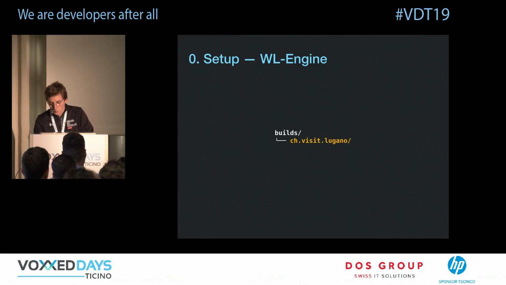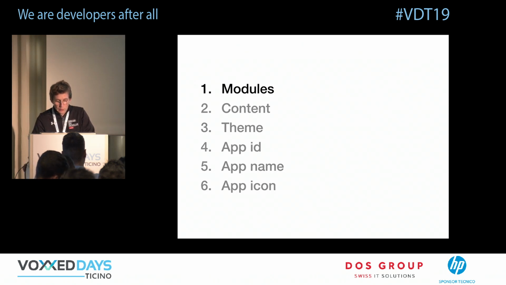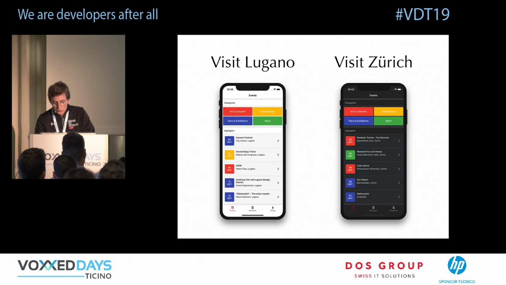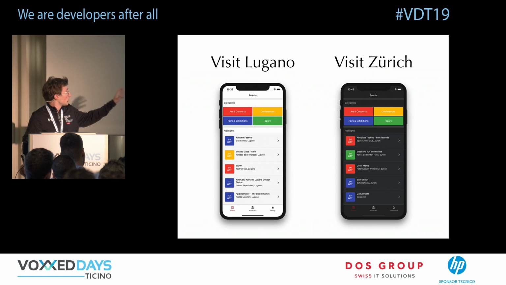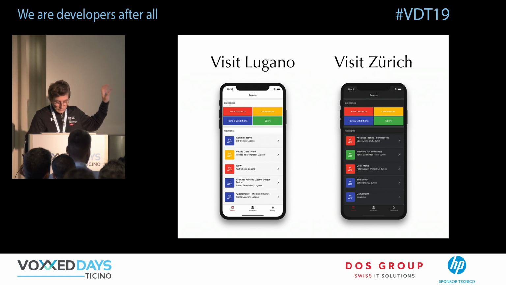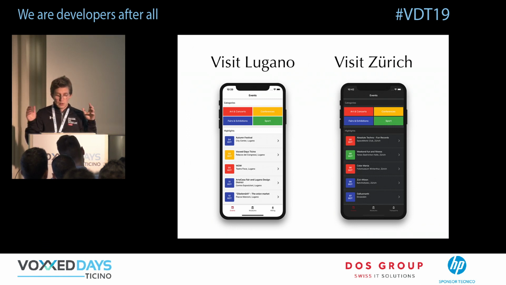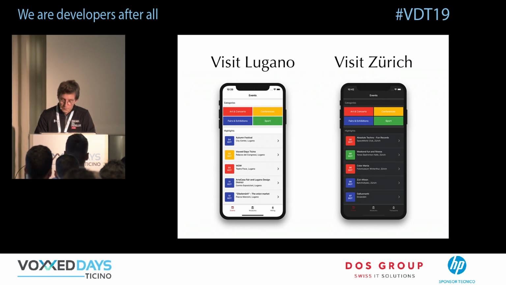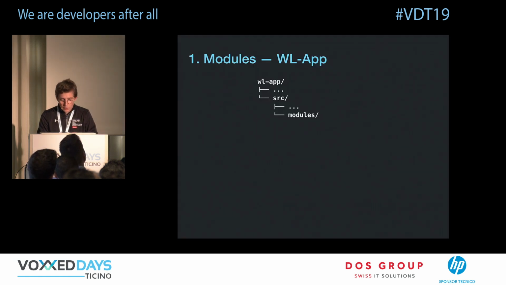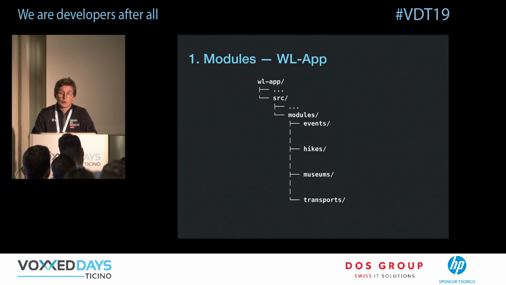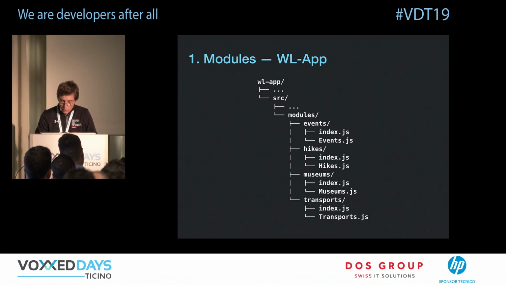Now we are going to see how we can use this to actually produce an application from our white label. The first thing that comes to mind are the modules. If we take a look at our applications, we already said it's events, museum, and hiking for Lugano, and museum, events, and transport for Zurich. So we're going to create all these components and put them together in our white label app. This is the structure of our white label app, and we are going to add directories for each different module. Here we have events, hikes, museum, and transports, and for each of them, we are going to create those files.